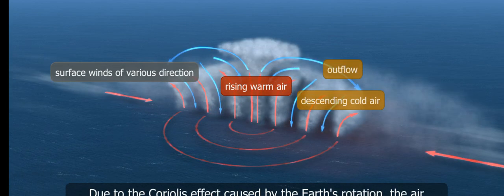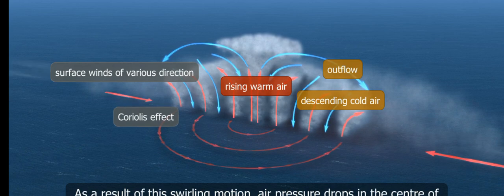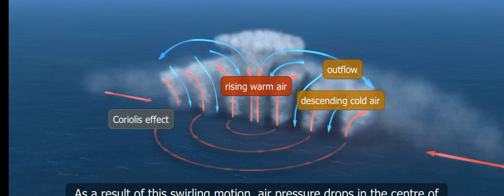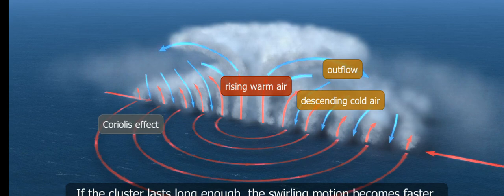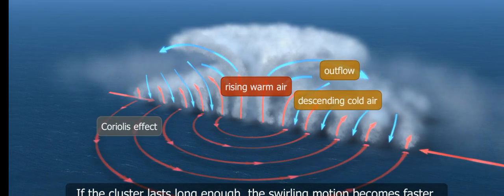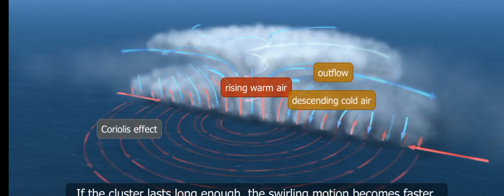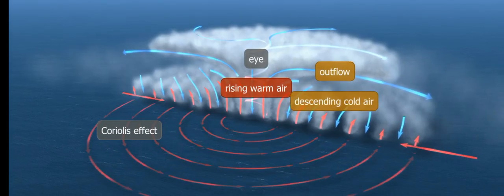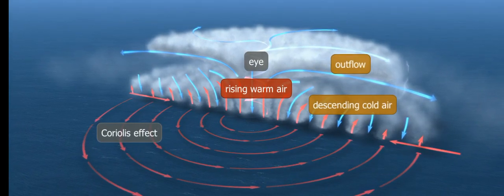Due to the Coriolis effect caused by the Earth's rotation, the air gathered starts to swirl. As a result of the swirling motion, air pressure drops in the center of the thunderstorm. If the cluster lasts long enough, the swirling motion becomes faster, and a thick cloud layer forms around the center. Then, the eye of the cyclone appears as well. This is when the cyclone becomes fully developed.